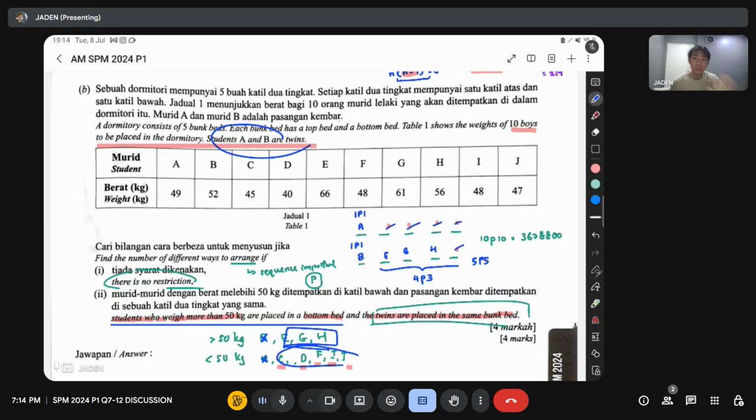So if you were to calculate everything that aligns with the criteria, 1P1 times 1P1 times 4P3 times 5P5. And that will give you the result of 2880. That is question 11b. All right, that is question 11b.